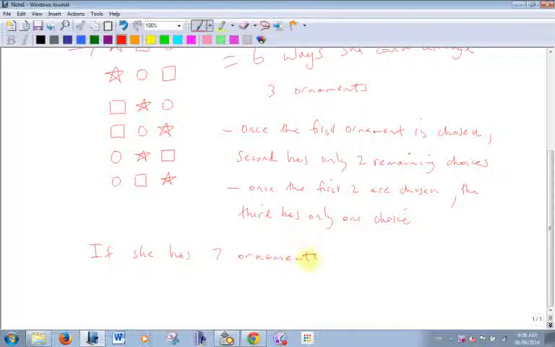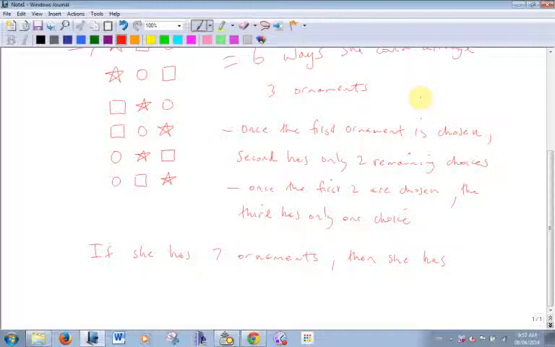Okay, what if she has 7 ornaments? Do you want to model this one? I don't know, because I haven't done it and I don't want to. But do you know how long it would take to draw pictures of this, even if you were systematic? Because you know how many choices there are here?